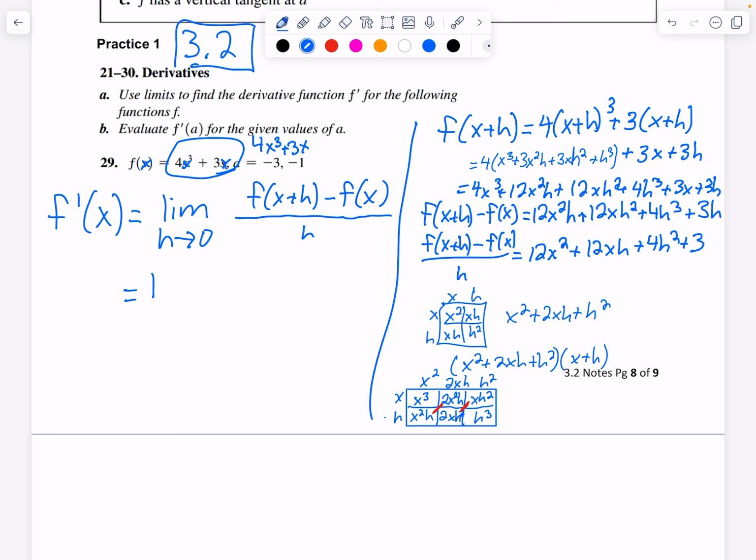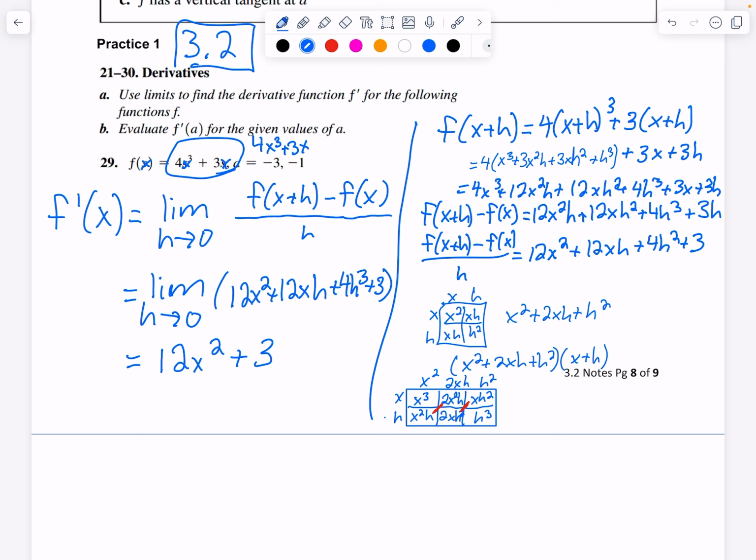The limit as h approaches 0, and now I'm going to put in what we just came up with: 12x squared plus 12xh plus 4h squared plus 3. I wrote a 2 though. There we go. And h is going to 0, so I just lose those terms, and it leaves me with 12x squared plus 3. That is the derivative function.